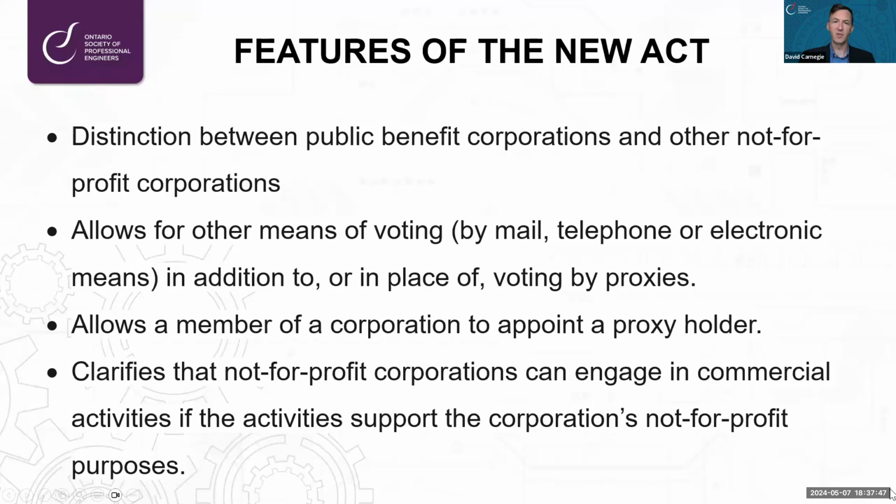Some features of the new act include making a new distinction between public benefit corporations and other not-for-profit corporations, allowing a not-for-profit corporation to provide in its bylaws other means of voting, for example, by mail, telephone, or electronic means, in addition to or in place of voting by proxies. It allows a member of a corporation to appoint a proxy holder and clarifies that not-for-profit corporations can engage in commercial activities if the activities support the corporation's not-for-profit purposes.